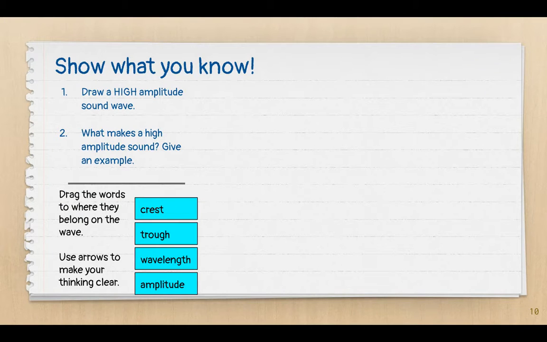Next, we need you to show what you have learned. I'd like you to draw a high amplitude sound wave. Can you give me an example of what makes a high amplitude sound wave? You can put that right on the line. Do you remember this drag activity from the last time we met with waves? Once you draw your high amplitude sound wave, I'd like you to label its parts and use those arrows to make sure that things are clear.